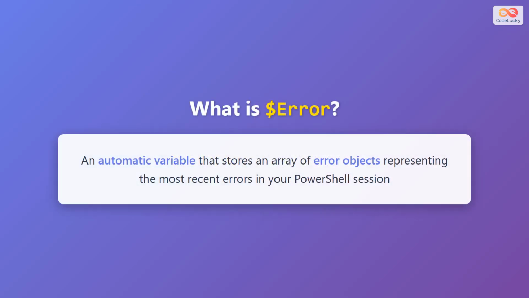The $error variable is an automatic variable built into PowerShell. It stores an array of error objects that represent the most recent errors that have occurred in your current PowerShell session. Think of it as a history log that PowerShell maintains automatically. Every time an error occurs, PowerShell adds it to this collection, giving you the ability to review, analyze, and debug problems even after they've happened.